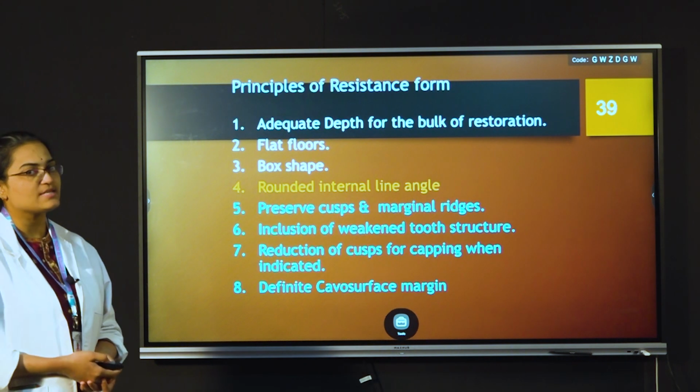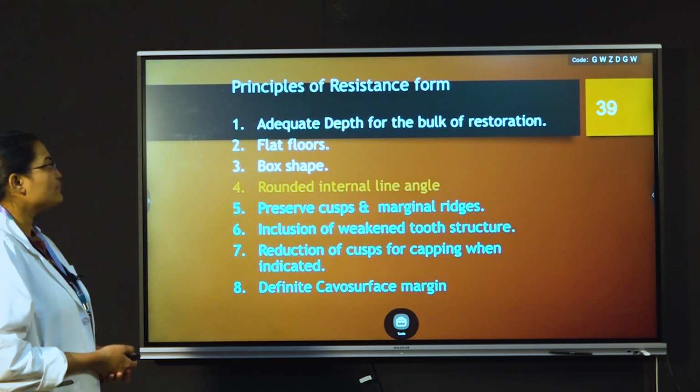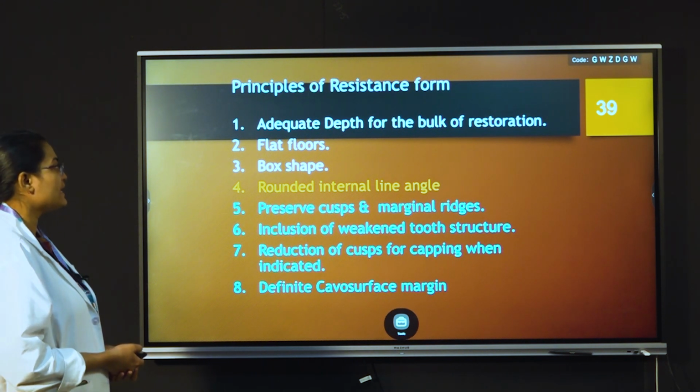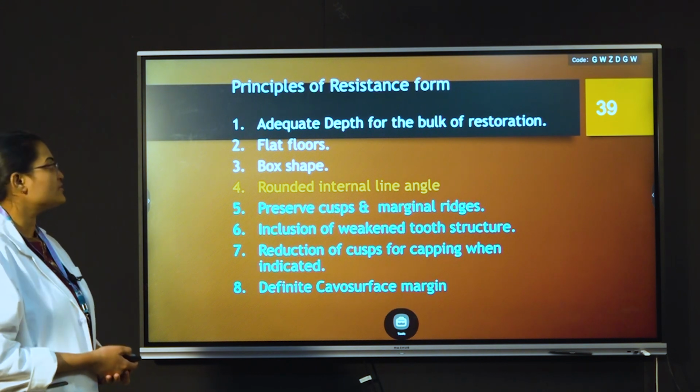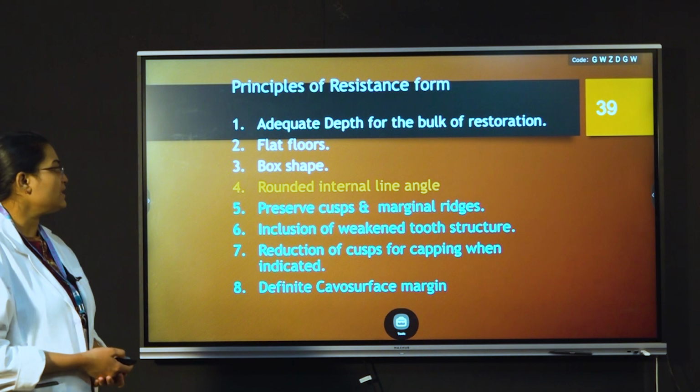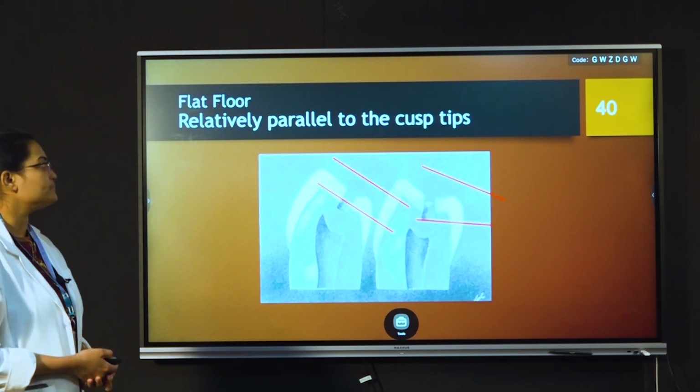Coming to the principles of the resistance form: the adequate depth of the bulk of the restoration, flat floors, box shape, rounded internal line angles, preserving the cusps and the marginal ridges, inclusion of weakened tooth structure, reduction of the cusp for cusp capping, and definite cavosurface margin.